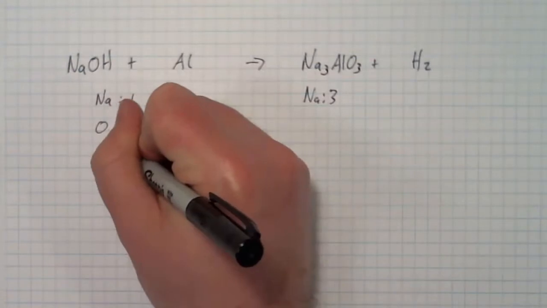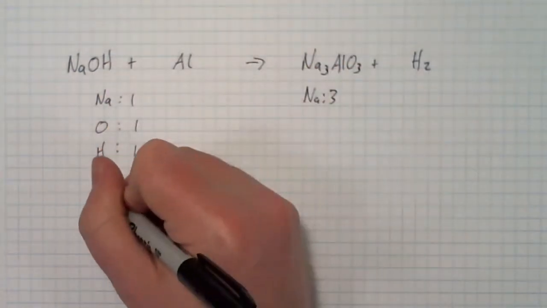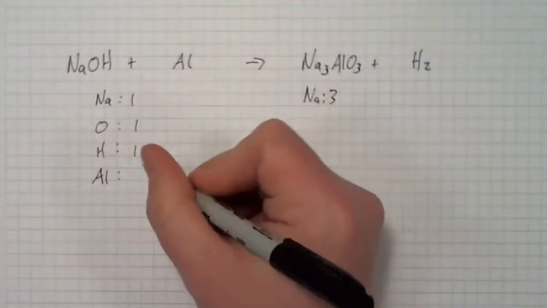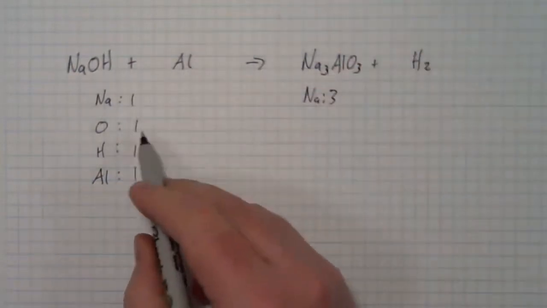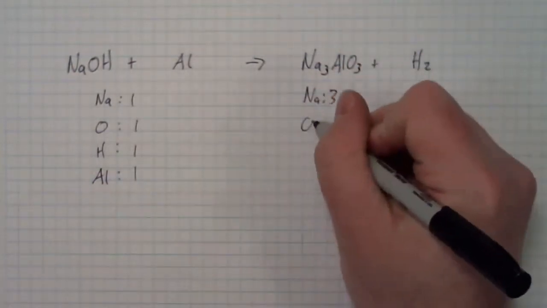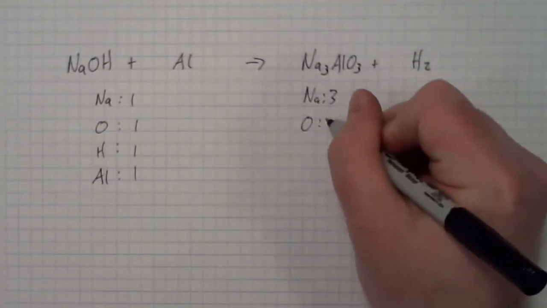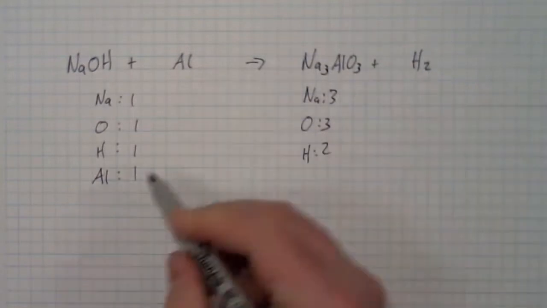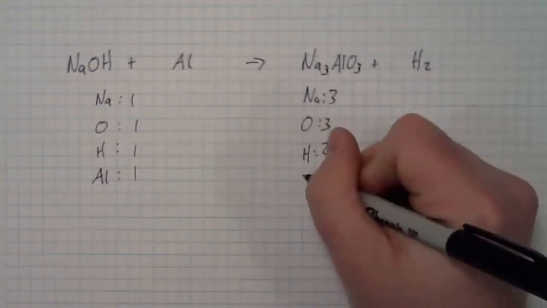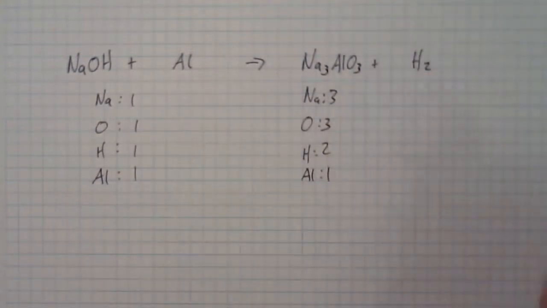Left-hand side: 1 O, 1 H, and 1 Al. Right-hand side, let's finish that up. Keep them in the same order, by the way. So how many O's do I have? 3. How many H's? 2. And then how many Al's? Just the 1.